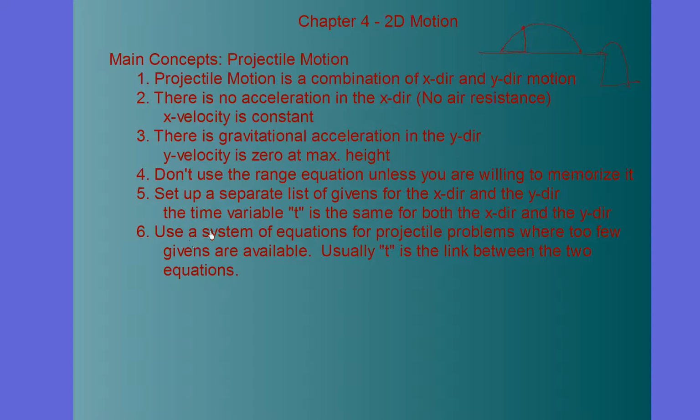And finally, for projectiles, oftentimes we'll set up these lists of givens and realize I don't have enough givens to solve for stuff. Remember, I've said a few times that you need at least 3 givens to use the kinematics equations to find something else. And so if you don't have enough of those, then you'll have to use a system of equations, which means just take 2 or more equations and use that to isolate one of the unknowns that you don't really need, so that you can solve for the unknown that you do need. Usually time is the link between the two, because time is the same for both.